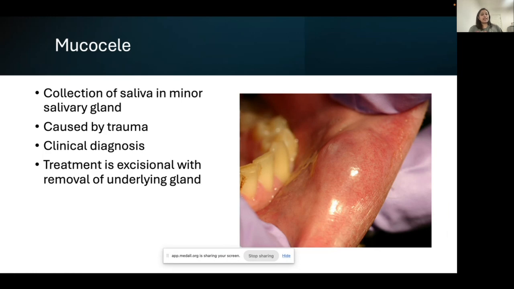Patients will often say that, oh, I had one, it burst, the saliva went. Because the actual gland is ruined, they'll get recurrence and recurrence. And that's why treatment is you excise the mucocele, the big ball of saliva, but you also try to take out the underlying gland as well to prevent recurrence. It's nothing to worry about. They're just really annoying and they can get quite large and painful.